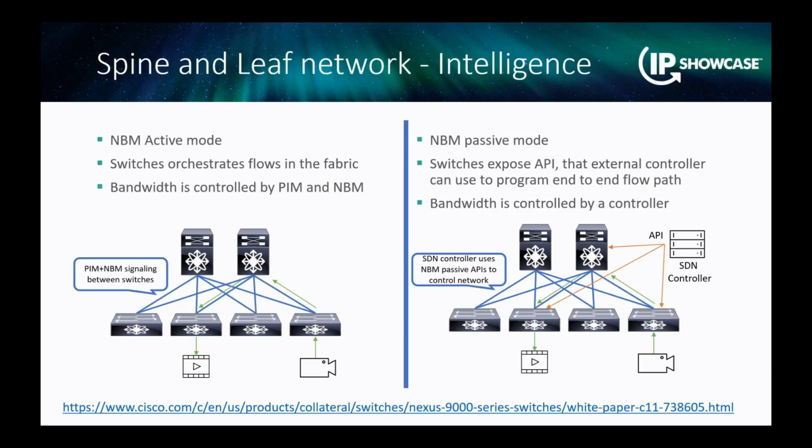Another mode to run this network is passive mode. In this case, the network doesn't do anything, but there is an SDN controller, which at the same time could be a broadcast controller, which using a set of APIs can provision the network in an efficient way, so you don't block any of the links and you provision the traffic in the most efficient way. So that's another way to create this network. That SDN controller, the broadcast controller, is able to have that information about the bandwidth of the links as well as the flows to provision the network.